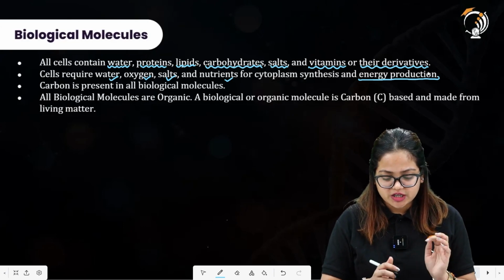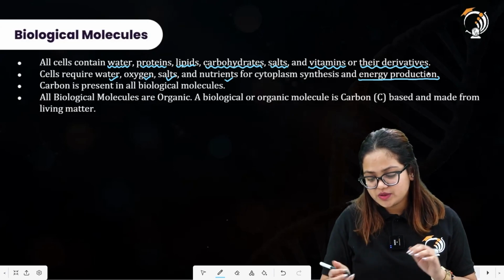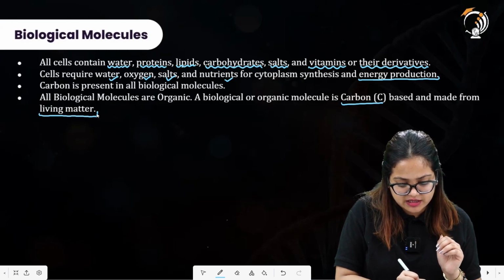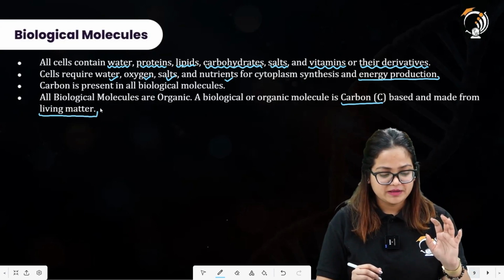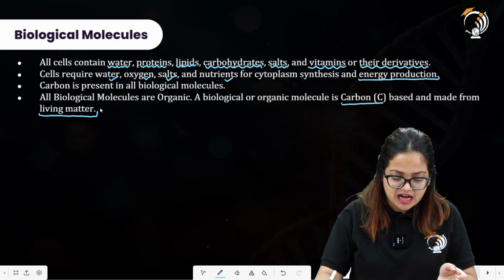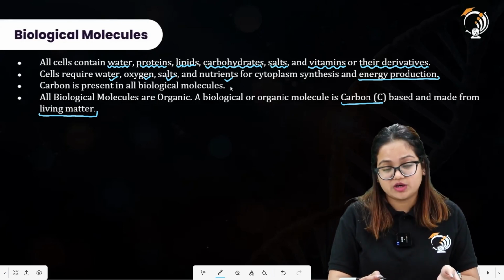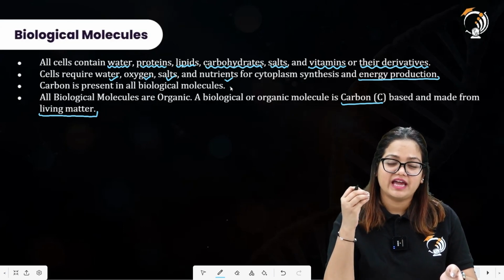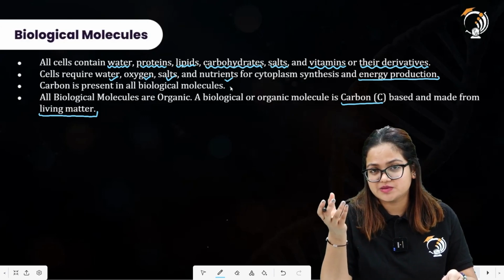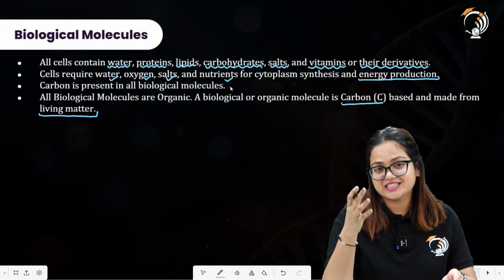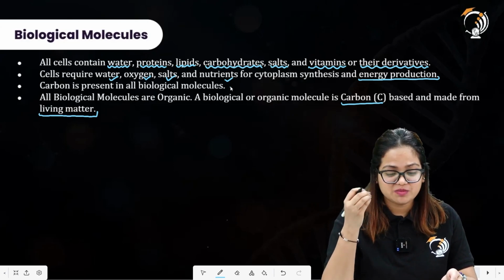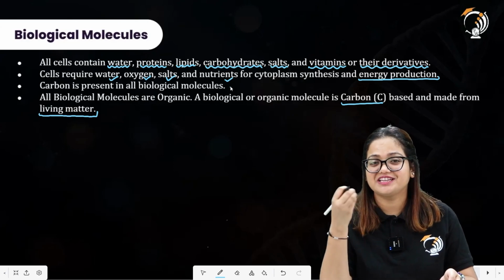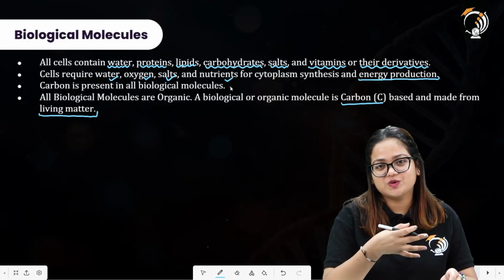All biological molecules are organic. A biological or organic molecule is carbon based and made from living matter. All right. So this is a direct statement. Now, let me have your attention toward this statement that carbon is present in all biological molecules. You will observe many questions are coming directly from this statement, in which you have to select other elements as well, but you are going to select carbon as the first element, or you can say the most important element, since it is present in all kinds of food components, whether it is carbohydrate, fat, or protein.